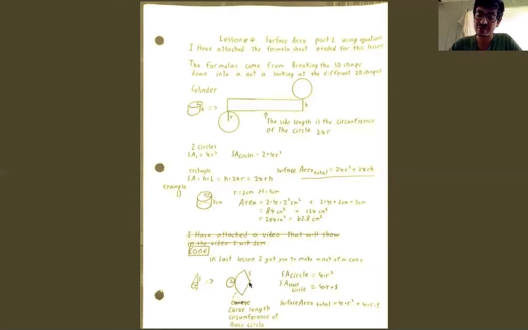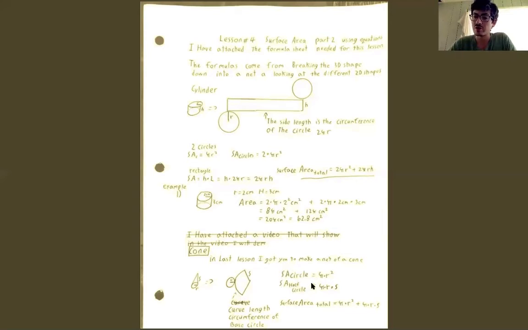The area of this half a circle is going to be pi times r times our side length. So our side length, if we have our cone, is just going to be the length from the top along the side to the base.